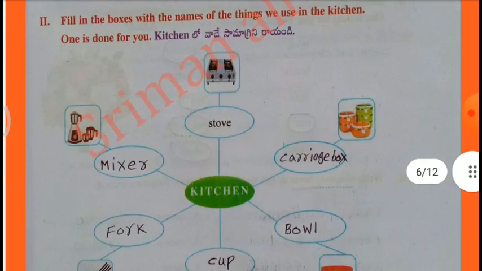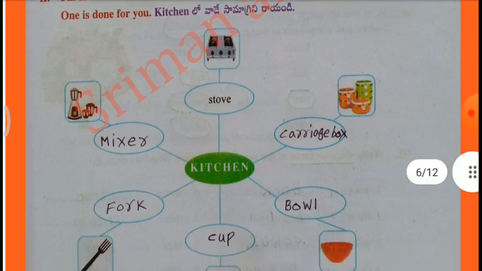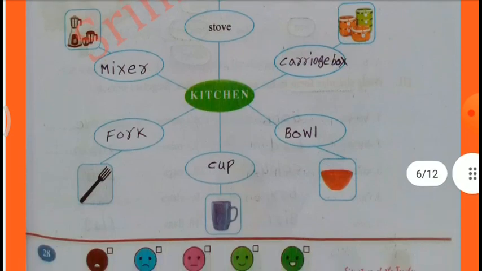Fill in the boxes with the names of the things we use in the kitchen. One is done for you. Stove, carriage box, bowl, cup, fork, mixer.